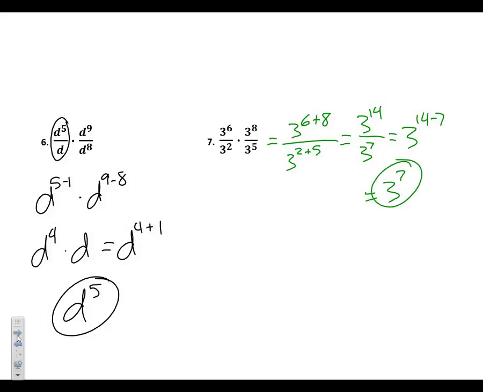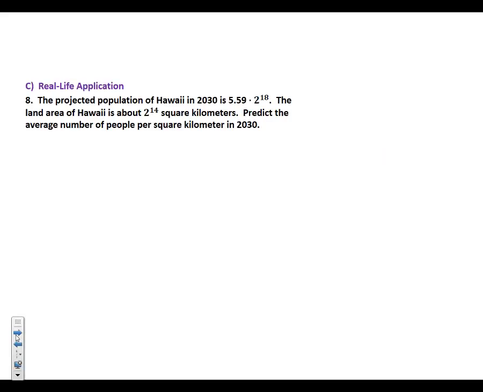Very straightforward. Ladies and gentlemen, we have one last example. It's a real-life application. It says the projected population of Hawaii in 2030 is 5.59 times 2 to the 18th. The land area of Hawaii is about 2 to the 14th square kilometers. Predict the average number per square kilometer in 2030.